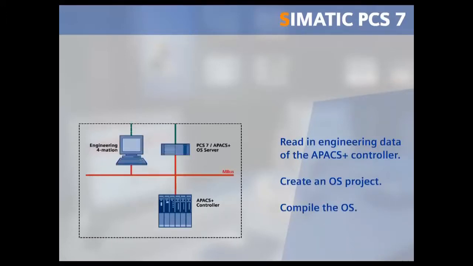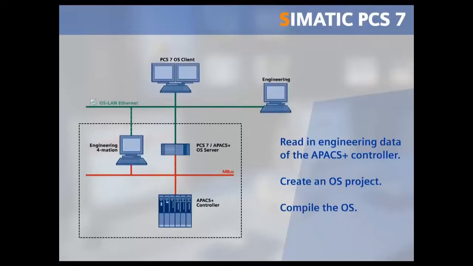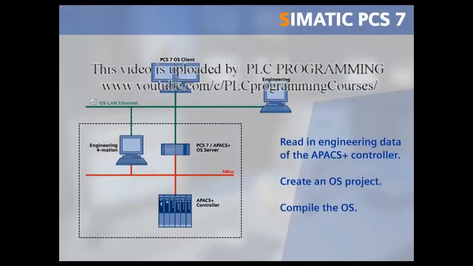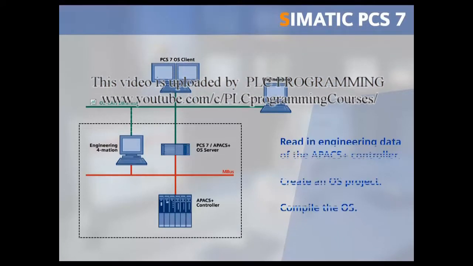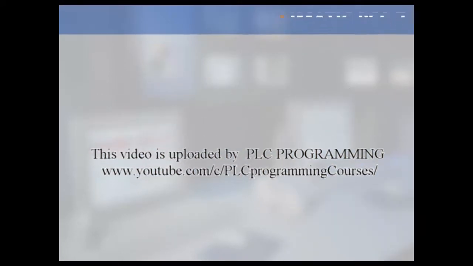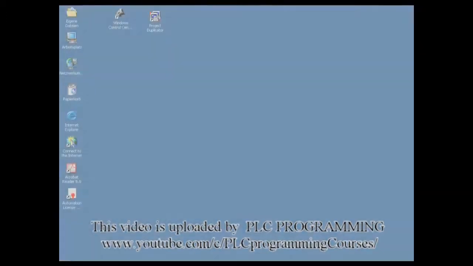An OS project will then be created, and this will be specified as the target project for all pictures. In the last step, the OS is compiled, and the tags, messages, and picture hierarchy are automatically created with all the necessary pictures. The block icons of the process objects are also created, and they are assigned to the faceplates.